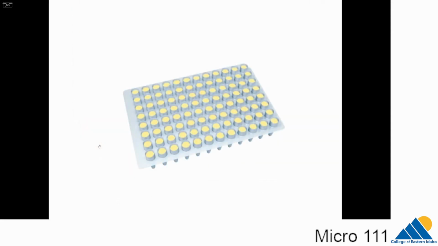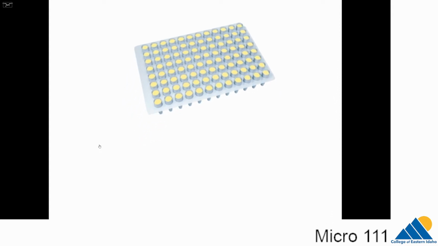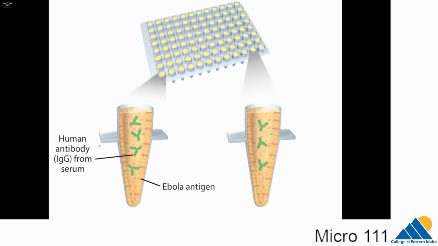An indirect ELISA is important in identifying patients with Ebola. This microtiter assay plate has 96 wells, which allows testing multiple patient serum samples simultaneously. The wells contain known Ebola antigens attached to the surface. A person with Ebola will produce Ebola-specific antibodies. The Ebola-specific antibodies, if present in a patient's serum, will bind to plate-bound antigen.